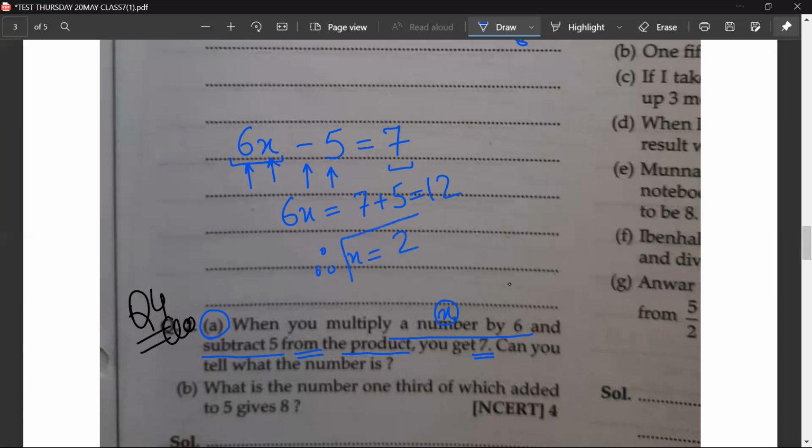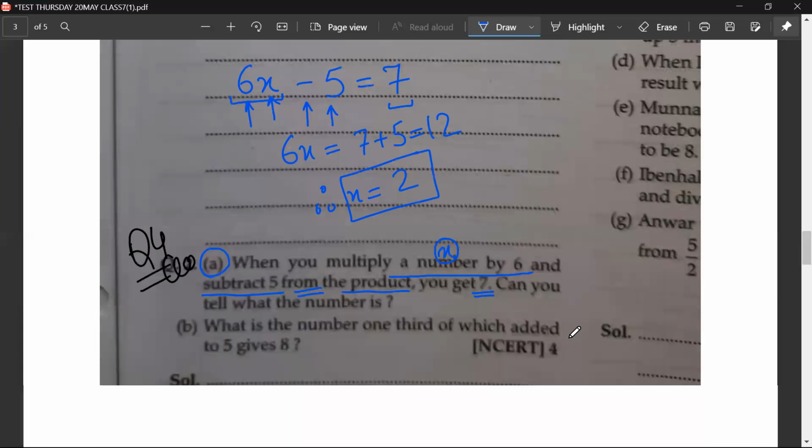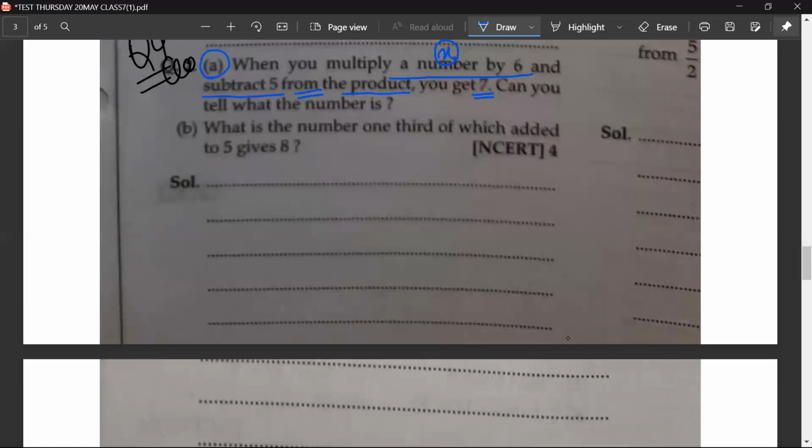Sarthak, is it okay? Yes, sir. Sarthak, could you do B part? Yes, sir. Okay.